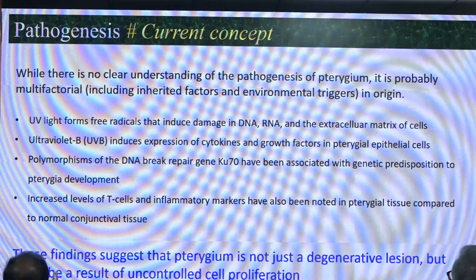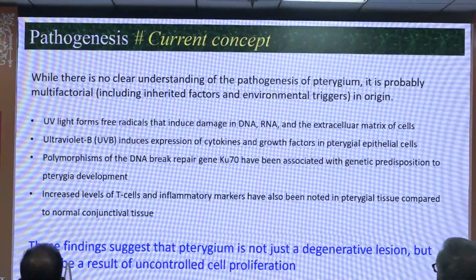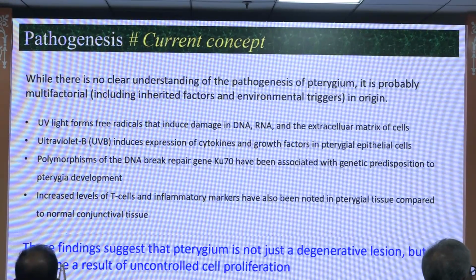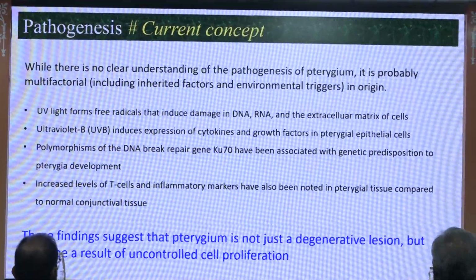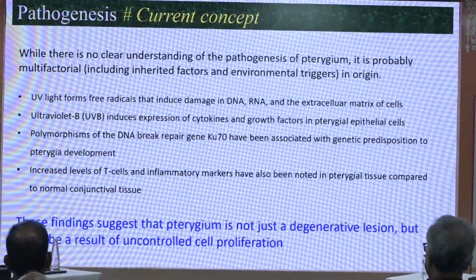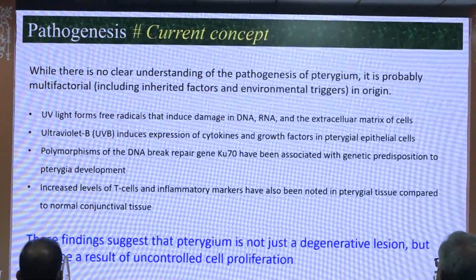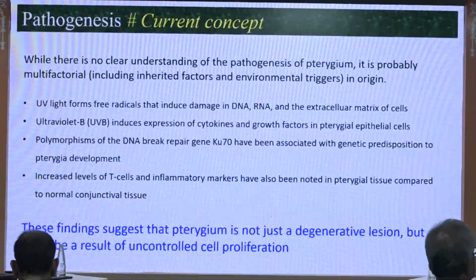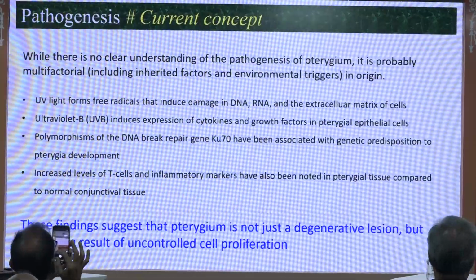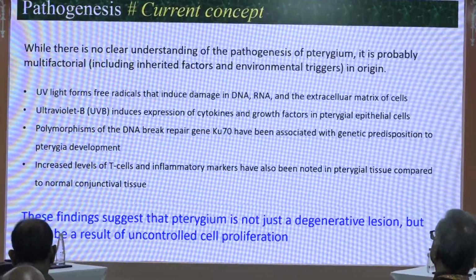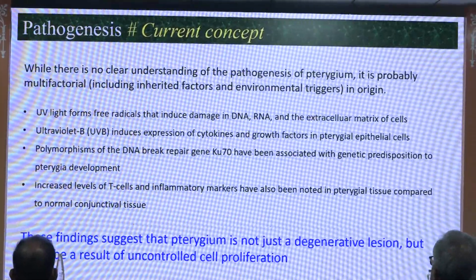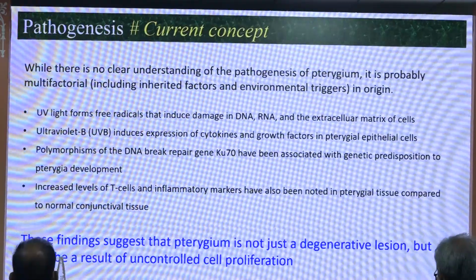So the current concept of pathogenesis is that UV light forms free radicals that induce damage in the DNA, RNA, and extracellular matrix of cells. UVB induces expression of cytokines and growth factors in pterygial epithelial cells. Polymorphisms of the DNA break repair gene Ku70 have been associated with genetic predisposition to pterygia development. An increased level of T cells and inflammatory markers have also been noted in pterygial tissue compared to normal conjunctival tissue. All these findings suggest that pterygium is not just a degenerative lesion, but could be a result of uncontrolled cell proliferation.